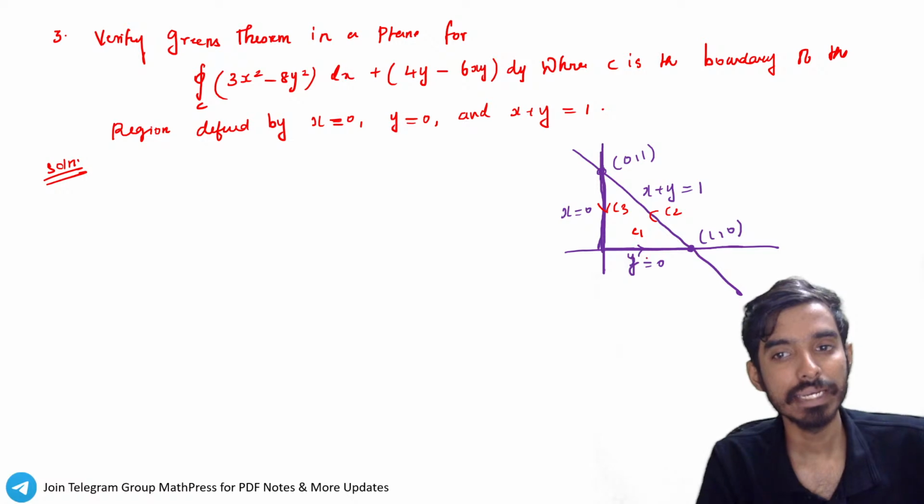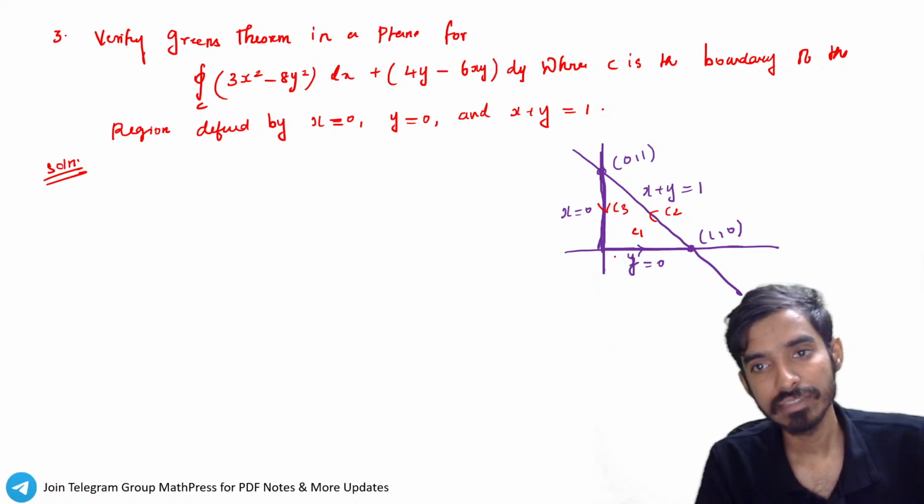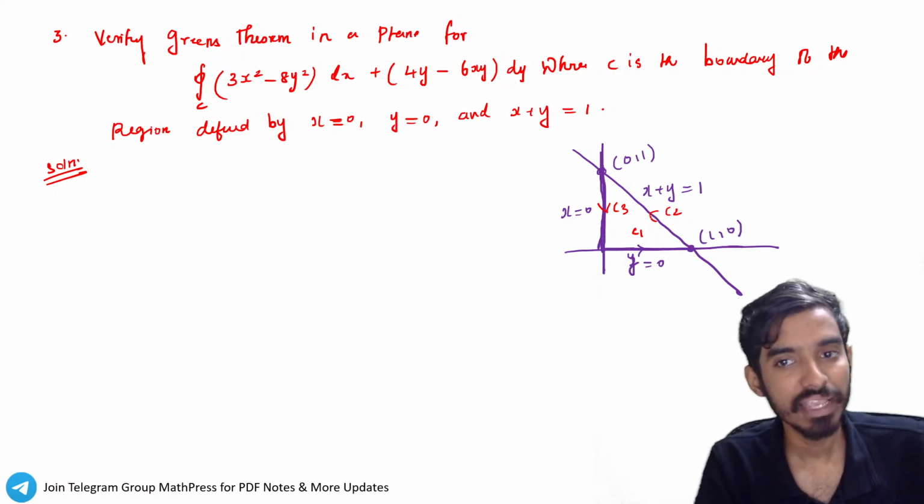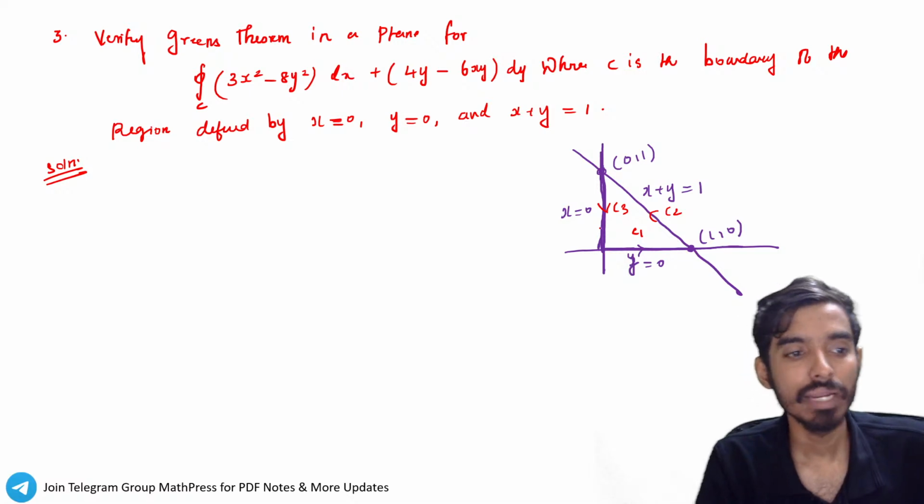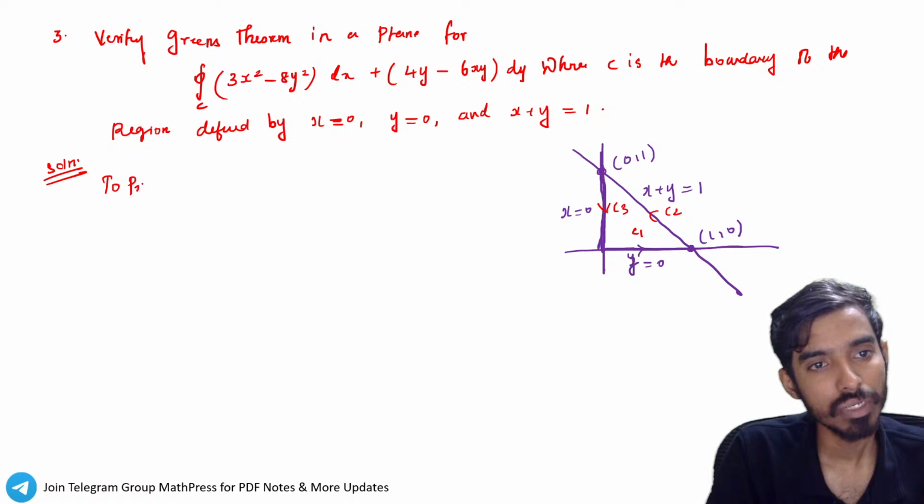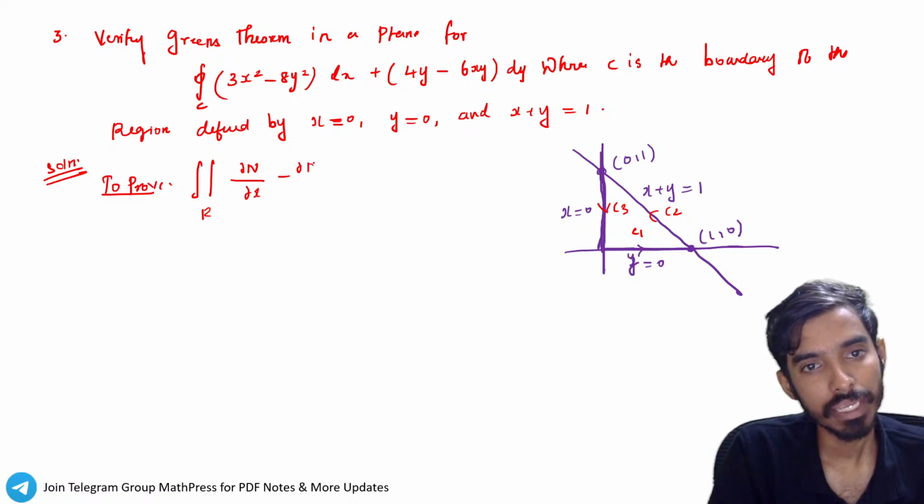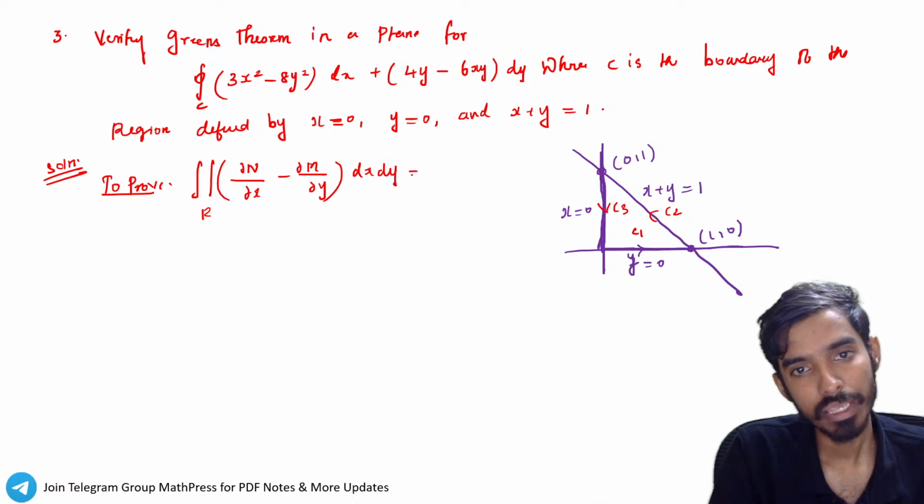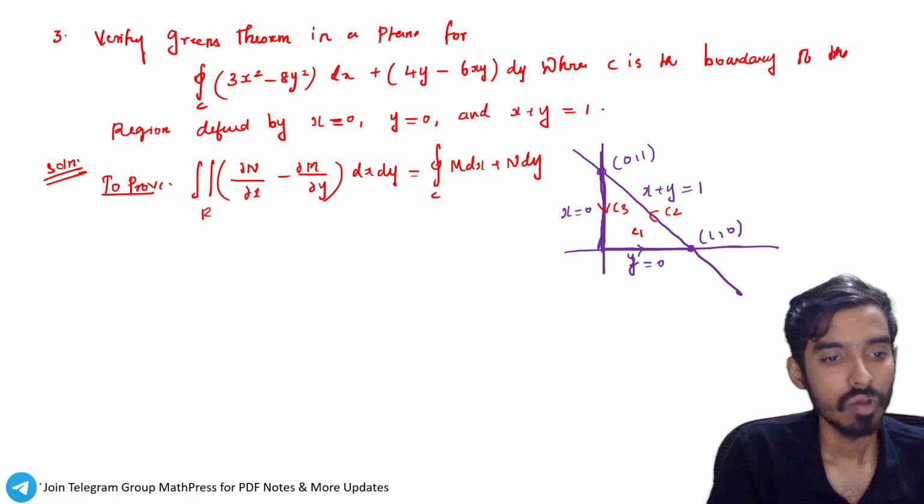So to evaluate the line integral, this plus this will give you integral over C of m dx plus n dy, and we need to evaluate the double integral also, right? So what we need to verify, we need to prove that the double integral over R of dou n by dou x minus dou m by dou y dx dy is equal to the integral over C of m dx plus n dy, right? So first we will find the RHS part.